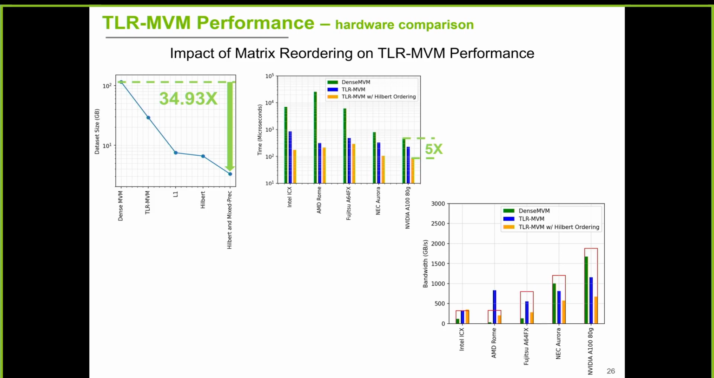All right, when it comes to performance, so we get this 35x improvement, actually a little bit less until Hilbert. We get something like maybe 20x. And then when it comes to time to solution, we are able to improve further the dense MVM on those 5 architectures: Intel Ice Lake, AMD EPYC Rome, Fujitsu A64FX, NEC SX-Aurora, and the NVIDIA A100. So there is a clear improvement in time to solution as we do the reordering on the matrix.